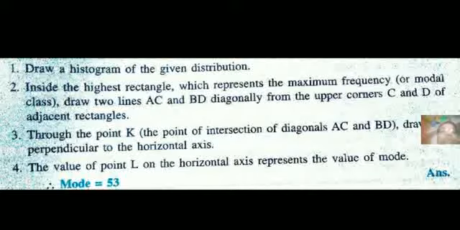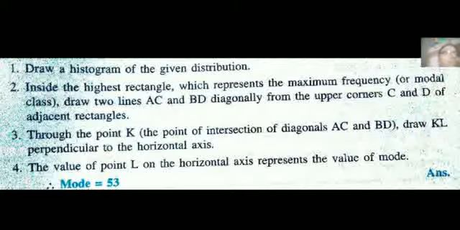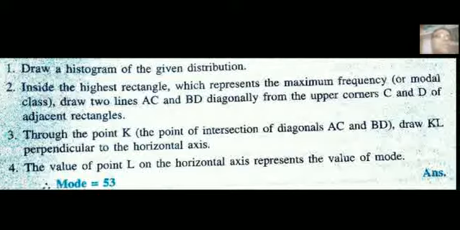So draw the histogram and see, this is the highest rectangular bar we already discussed, and AC, BD diagonal lines are drawn from the coordinates C and D of the adjacent rectangles. K is the point of intersection of both AC and BD. Okay. So drawn this one, KL perpendicular is drawn to the horizontal axis. The value of L on the horizontal axis represents the value of mode, and it is at 53. So therefore mode of this distribution is 53.